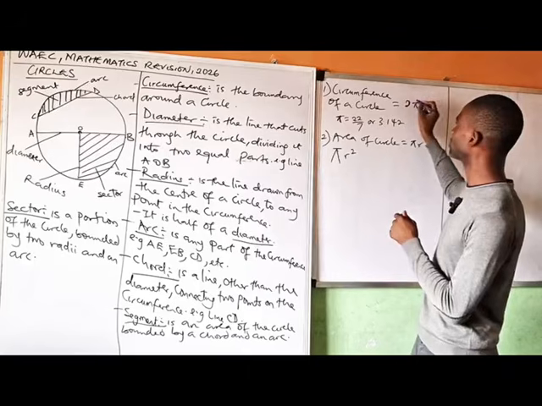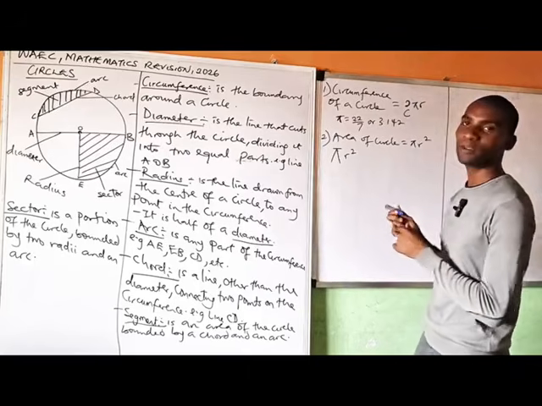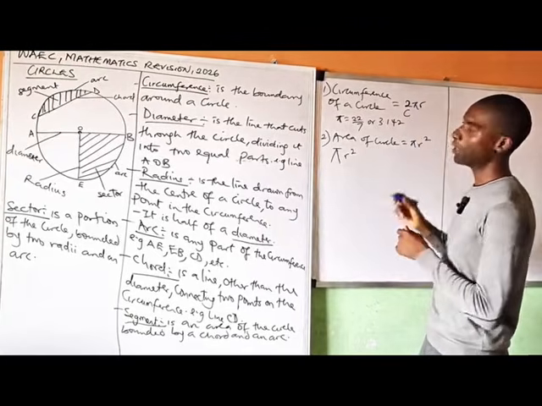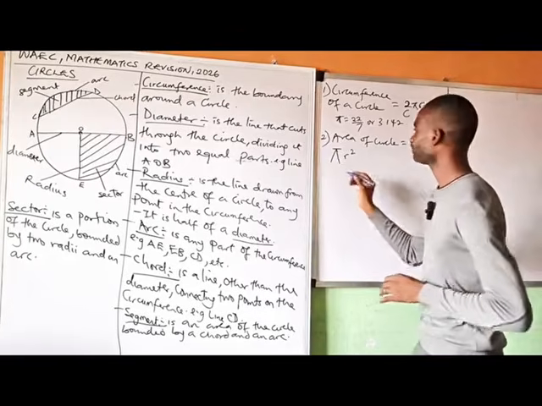If I twist it to the other side, I have C. That is circumference. So for circumference of a circle, it's 2 pi r. I hope that is clear.